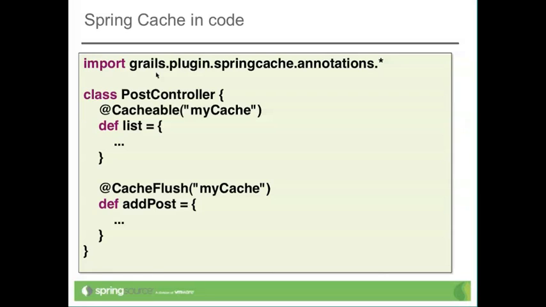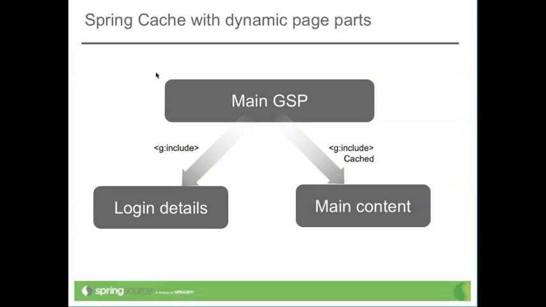An interesting issue is many applications have a dynamic aspect to them, particularly if they support users that can log in. How do you deal with that? Because you don't want to cache the detail about the currently logged in user, otherwise everybody will appear as if they're logged in as the first user. Not particularly useful.